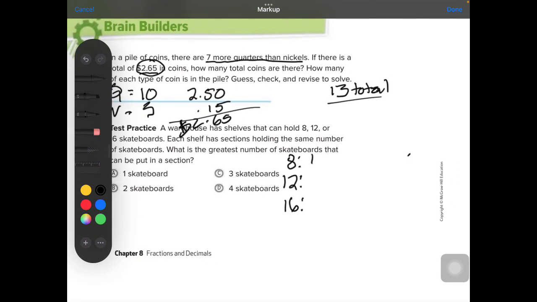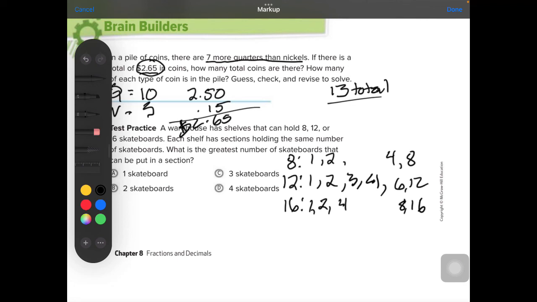So we'll come over here. We have 1 and 8, 2 and 4. And that's it. And I have lots of space in between, but that's okay. 1 and 12, 2 and 6, 3 and 4. 16, 1 and 16, 2 and 8, 3, nope, 4, yep, 4, 5, nope, 6, nope, 7, 8, 9, 10, nope. Okay, so you can see that the greatest number that you have in there that they all match is a 4, so that you know that there's going to be 4 skateboards.